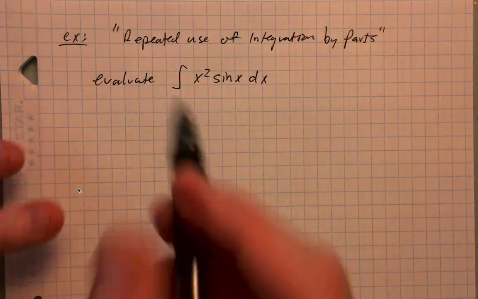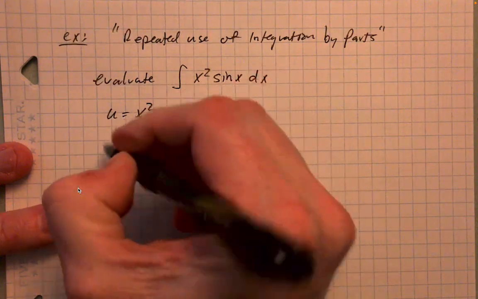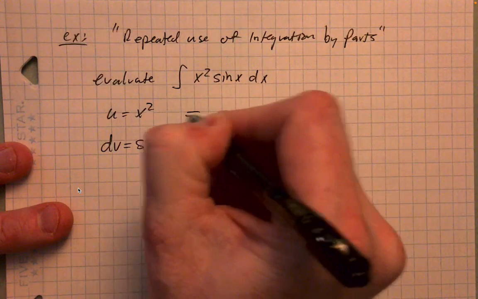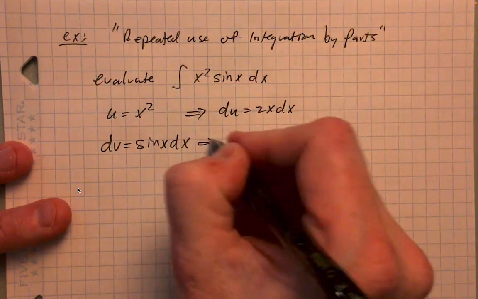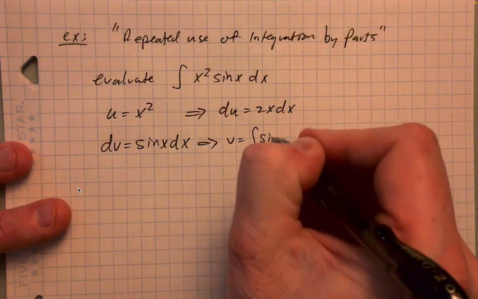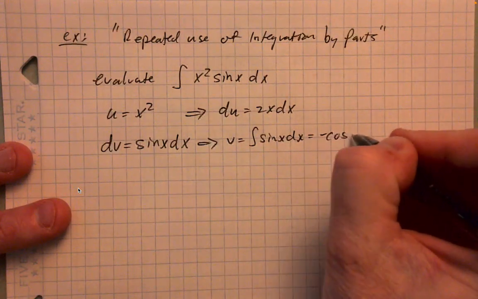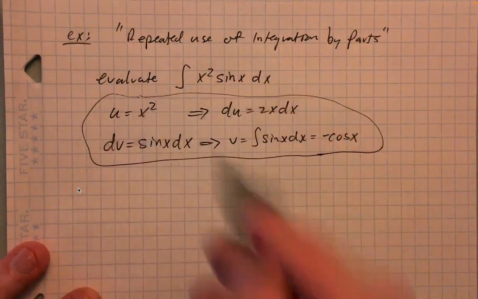Okay, so there's a couple of choices here that are kind of obvious. Let's let u equal x squared and dv equals sine of x dx. That means du is 2x dx, and v is the integral of sine x dx, which is negative cosine x. Okay, so here's your integration by parts.